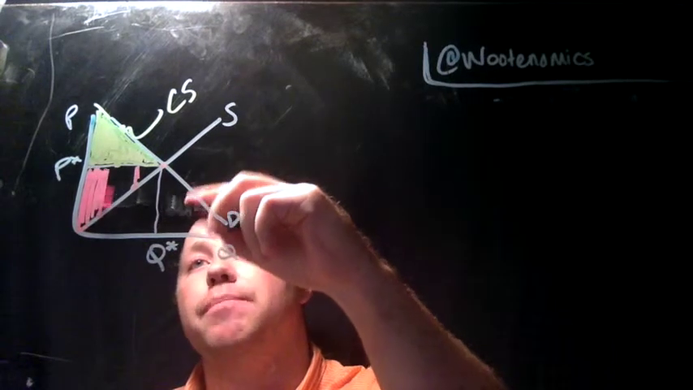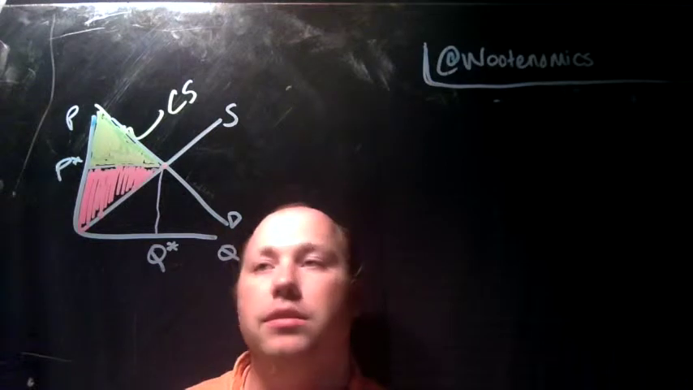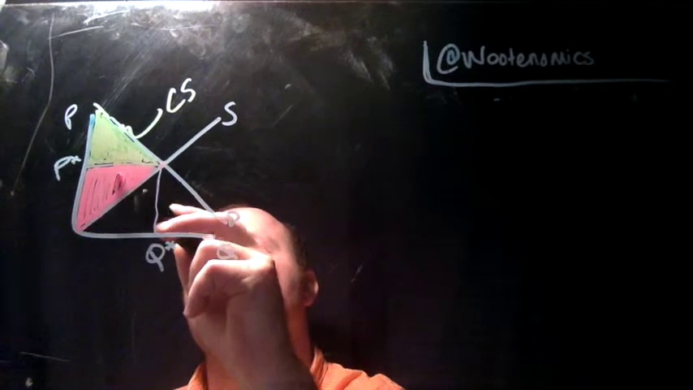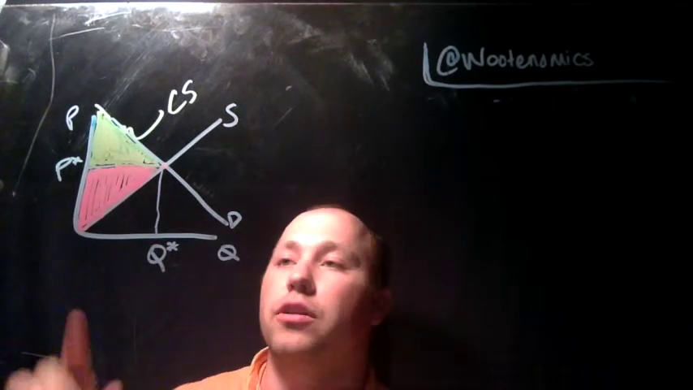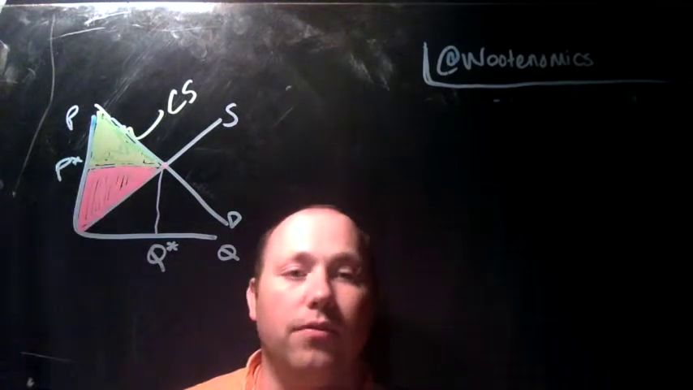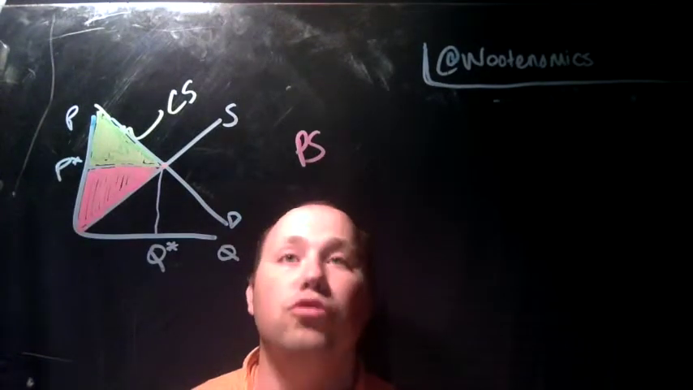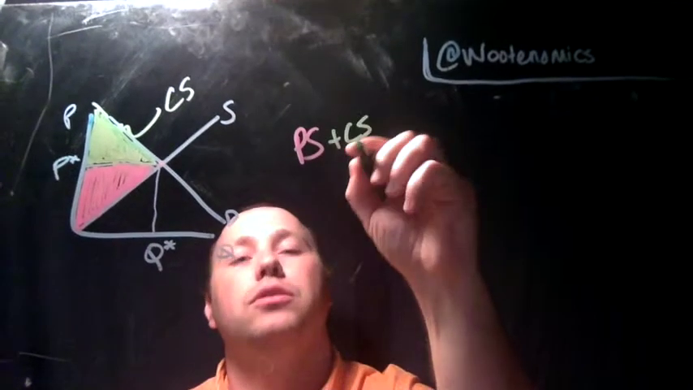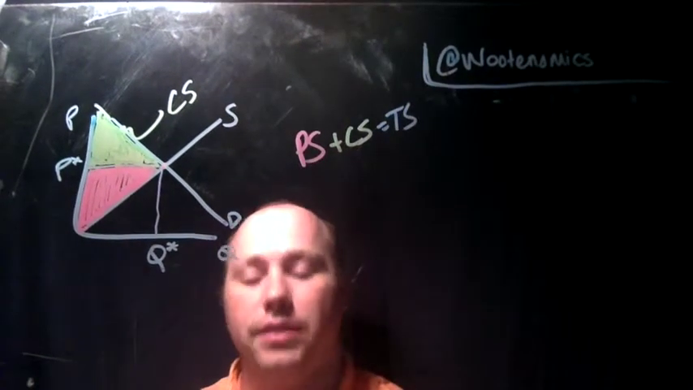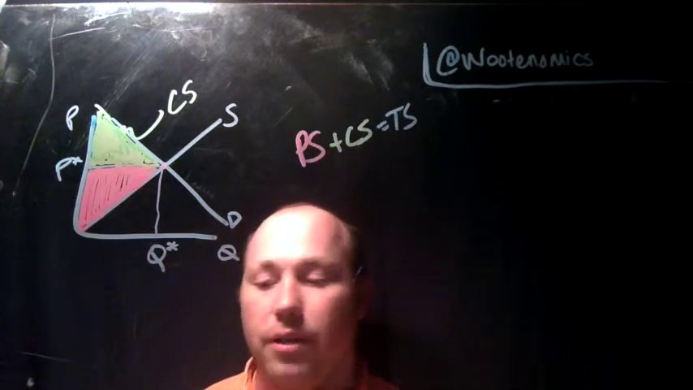Producer surplus is the area below price and above the supply curve. It represents the difference between what firms are willing to sell for and what they actually receive for their product. So it represents the area between how much firms are willing to sell it for and how much they actually get to sell it for. These two areas together, producer surplus and consumer surplus, make up total surplus. That's the total amount of value that's in the economy because these transactions are taking place.